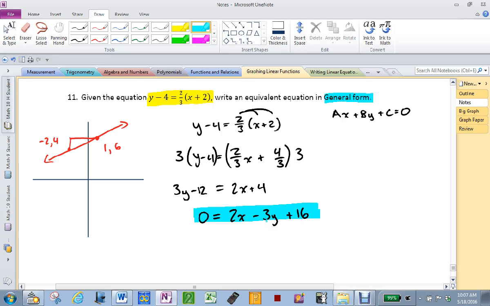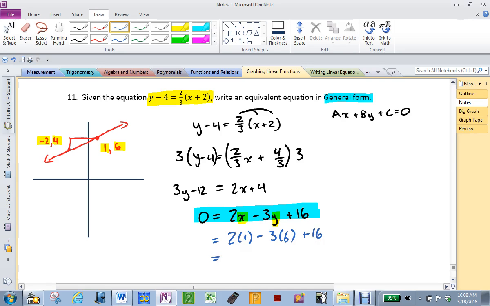How could you check that? What letter is that? X. What letter is that? Y. What letter does that represent? Y. What letter does that represent? X. What letter does that represent? Y. What letter does that represent? X. Do you now have 4 choices you could test in there to make sure you did it right? Yes. So if you took the 1, you would have 2 times 1 minus 3 times 6 plus 16.